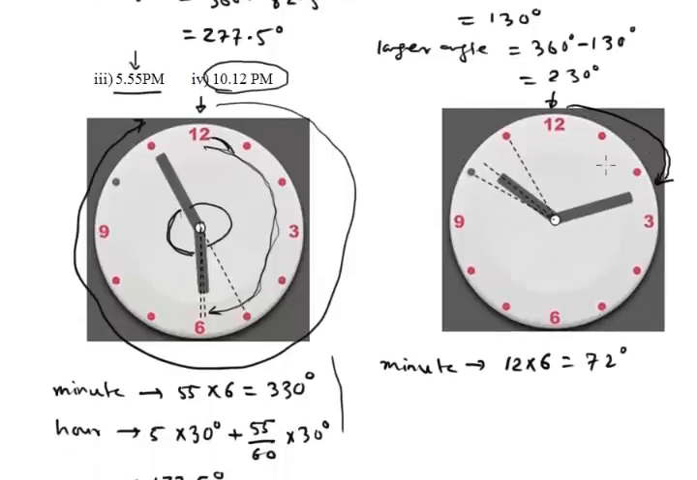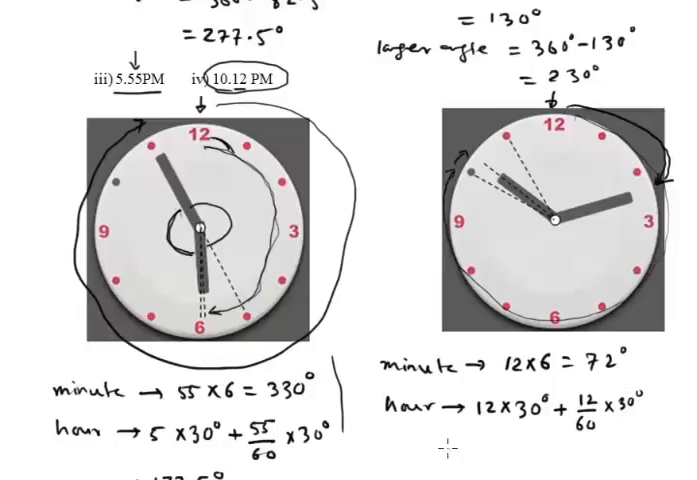and the hour arm is moving all the way up to 10, because 10 p.m., plus for 12 minutes it is moving a little bit more. So the hour arm is moving 10 hours, for 10 hours it is moving 10 times 30 degree, because every hour it moves 30 degree, plus for 12 minutes it will move 12 divided by 60 times 30 degree.